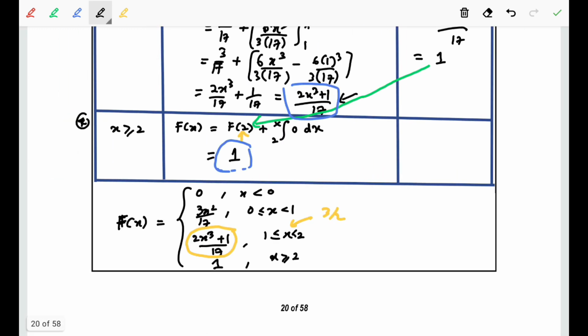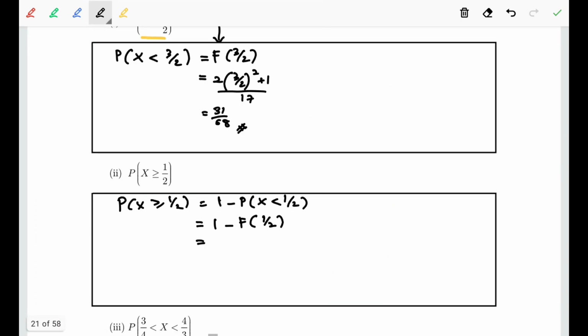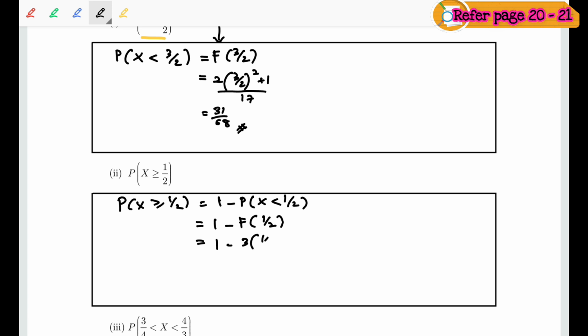So back to this one. 1 over 2 is here. This is 1 over 2, 0.5. So it should be substituted into this function. So then we're going to substitute here. It should be 1 minus 3 times 1 over 2 squared over 17. So that equals 65 over 68.